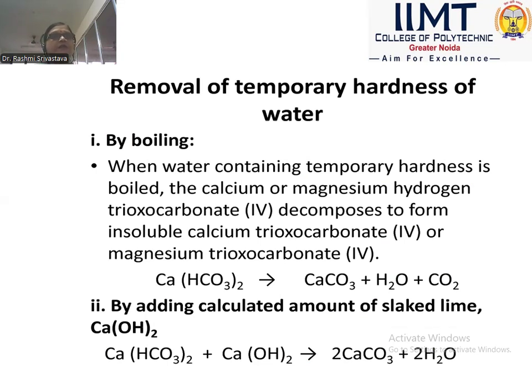The second method for the removal of temporary hardness of water is by adding a calculated amount of slaked lime. The formula of slaked lime is Ca(OH)2. When we add a definite amount of slaked lime to the calcium bicarbonate, the same reaction takes place. The calcium carbonate settles down at the base, which is easily removed by the process of filtration.